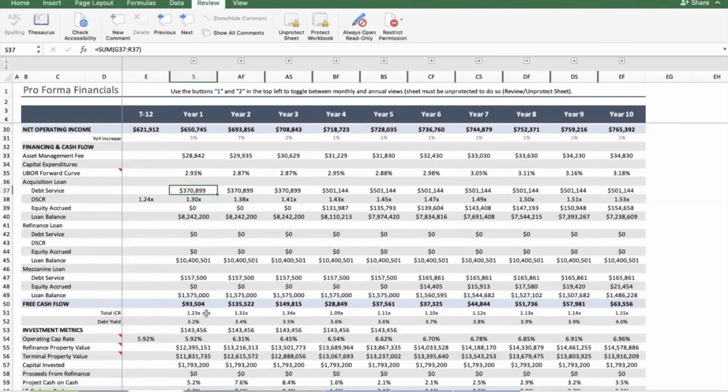So I wouldn't say that's razor thin, but it's tough, right? And then you can see once we start actually amortizing the senior loan, we're at a 1.09. Barely keeping afloat. Yep. Exactly. So that is something to be really aware of.